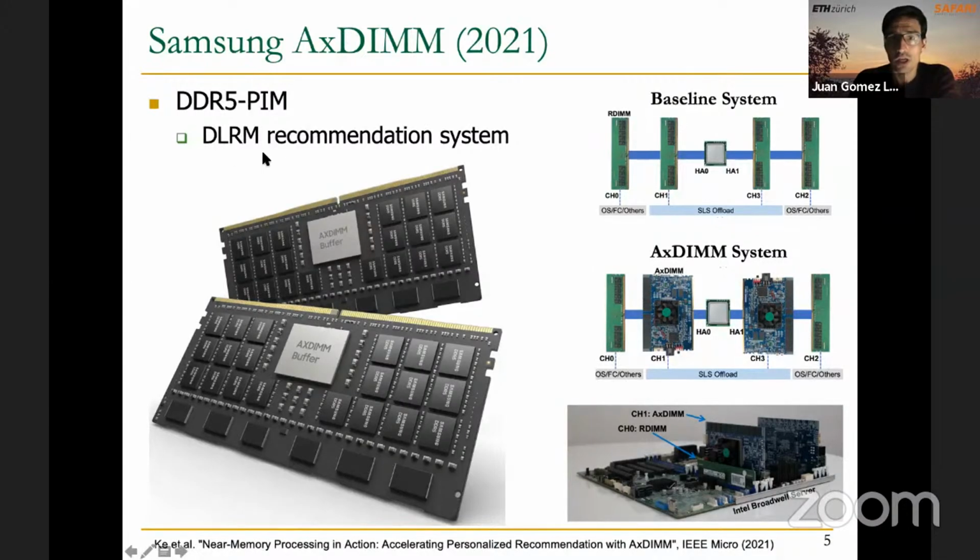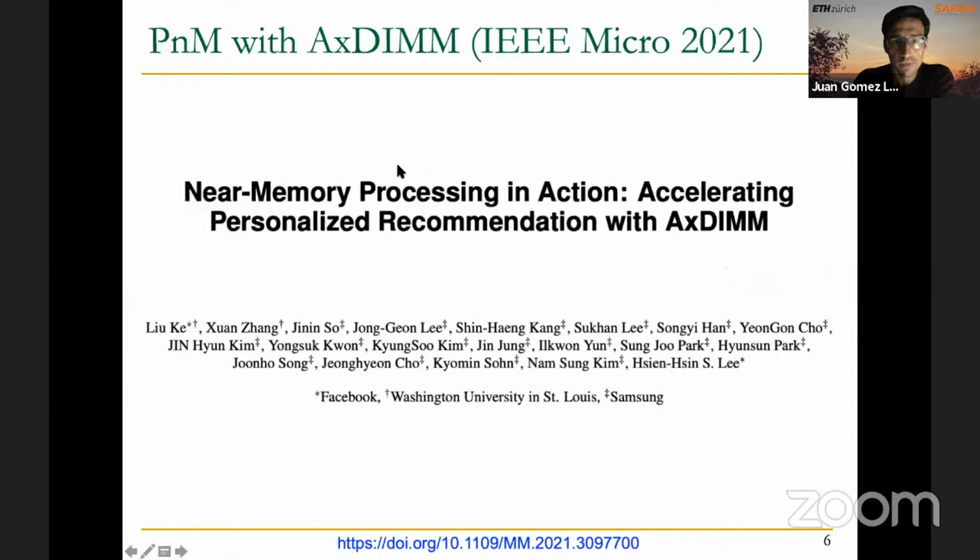It's probably relatively easily exportable to DDR5. The use case that we are going to study today is a recommendation system, Facebook's DLRM, as you will see. This lecture today is based on this paper that you can access through this link. It was recently published at IEEE Micro: Near Memory Processing in Action, Accelerating Personalized Recommendation with AXDIMM.